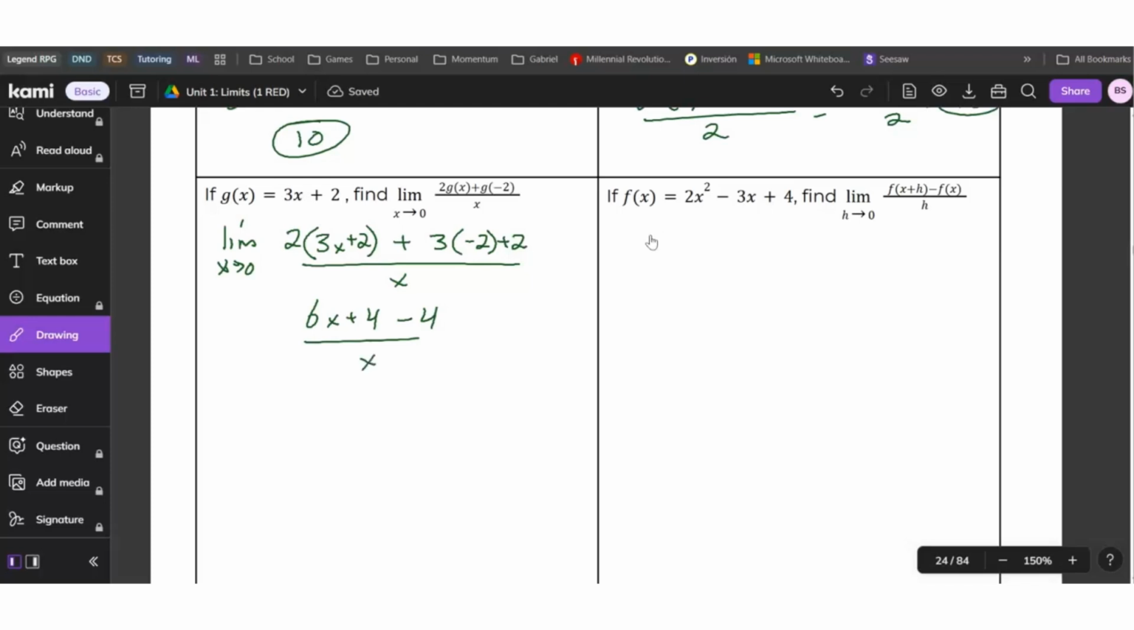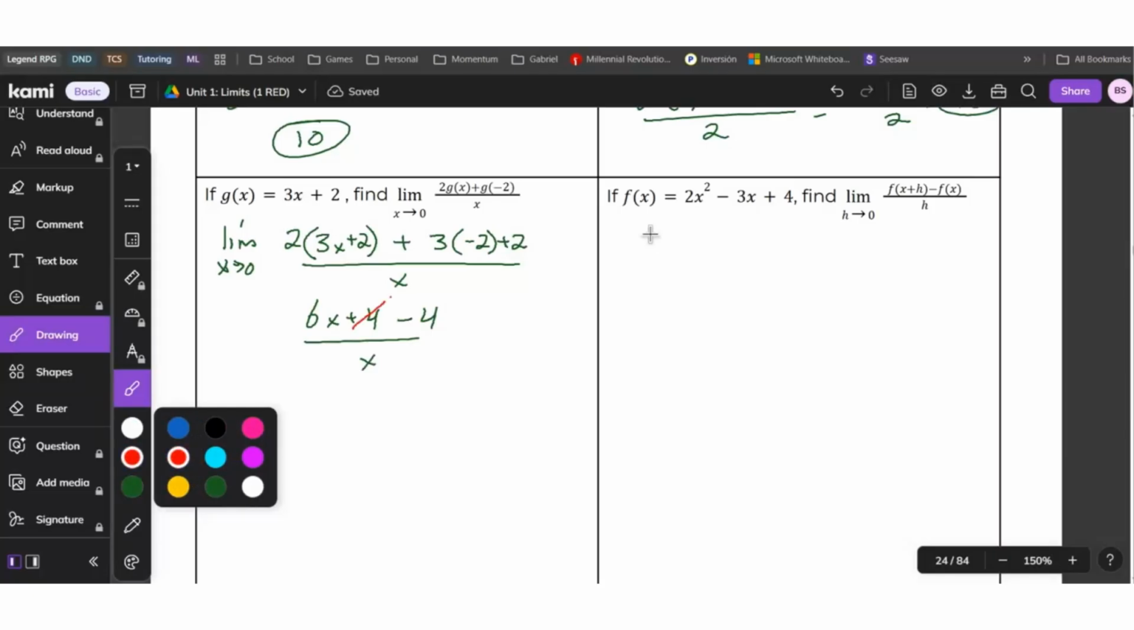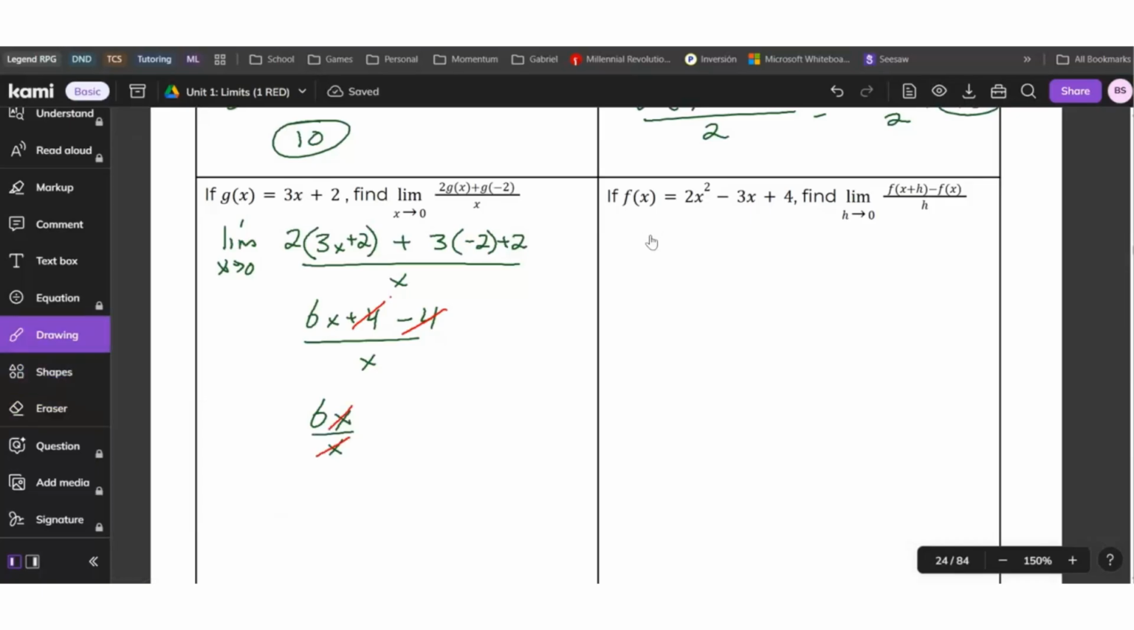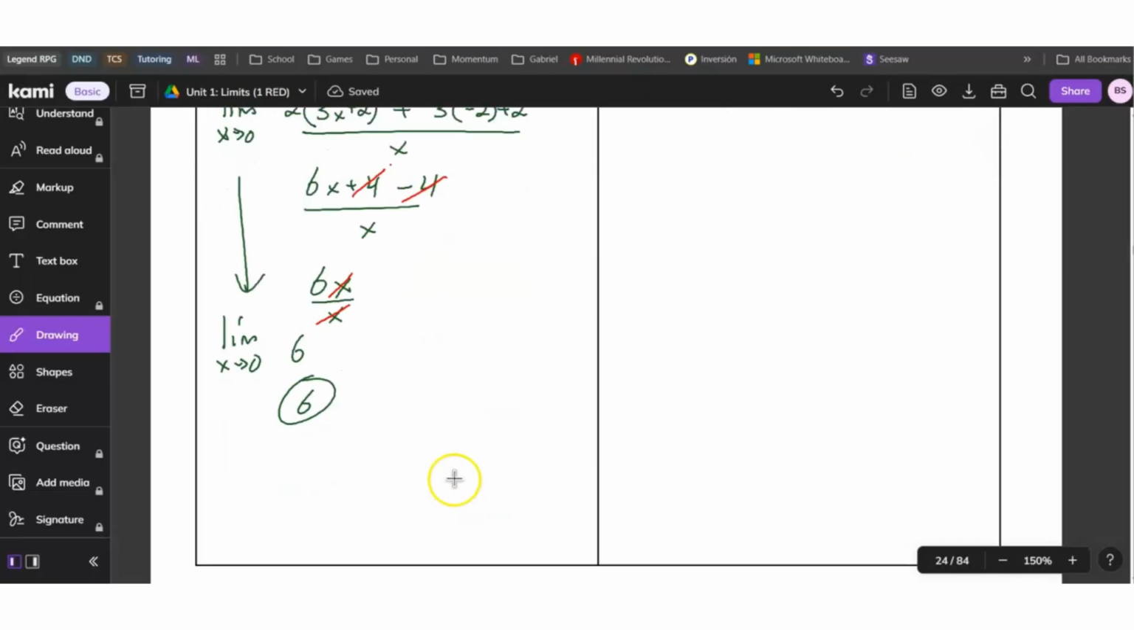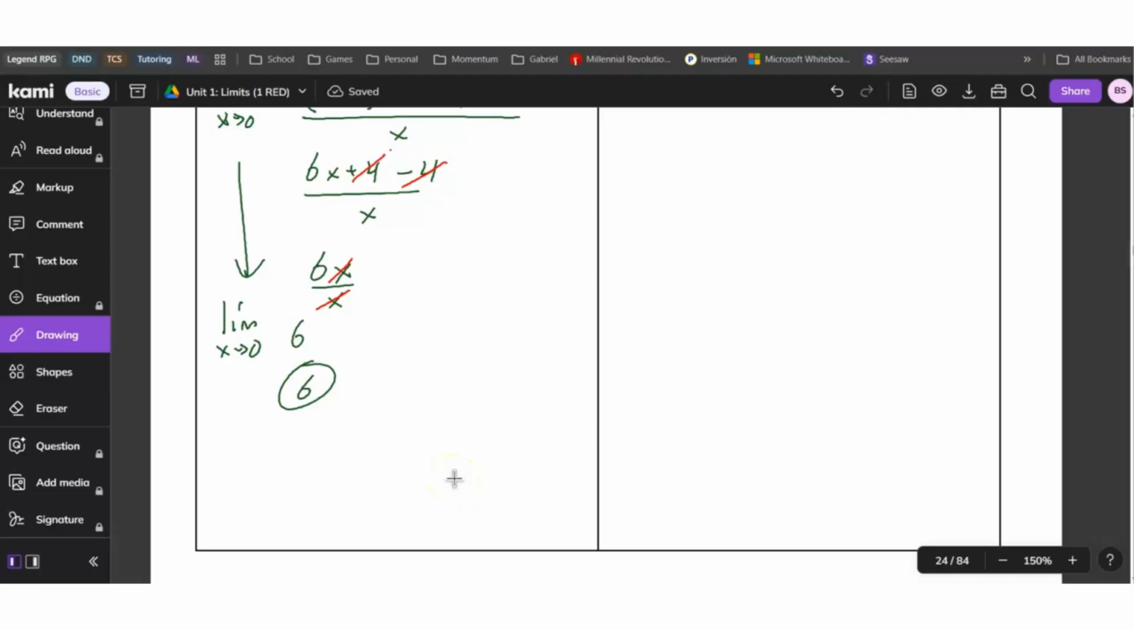Those are going to cancel. And I'm going to get 6x over x, which means the x's cancel, which means ultimately I'm going to be taking the limit as x approaches 0 of 6. What's the limit of a constant? A constant. It's nothing in the sense that there's no limit to bother taking. It's just the constant.